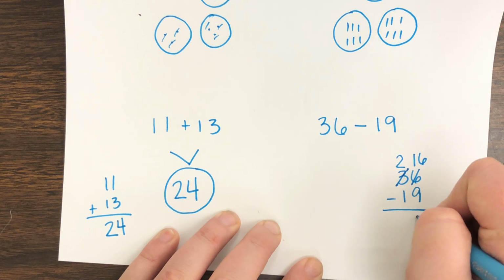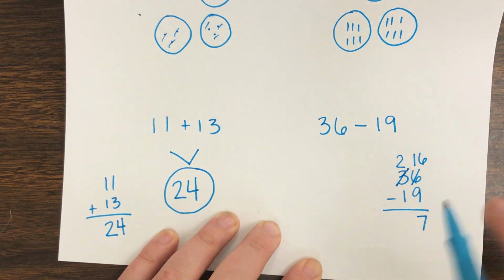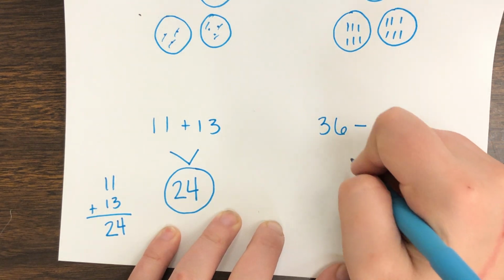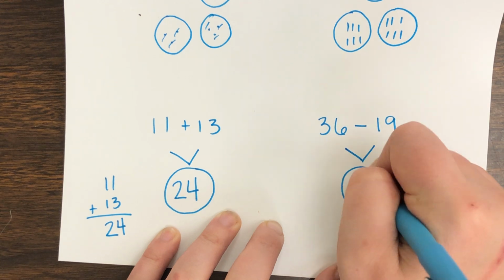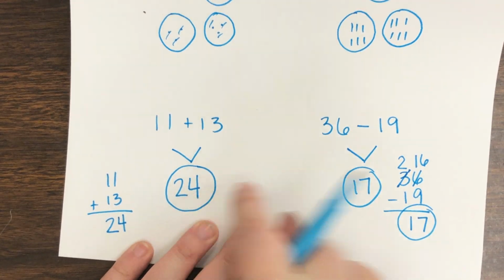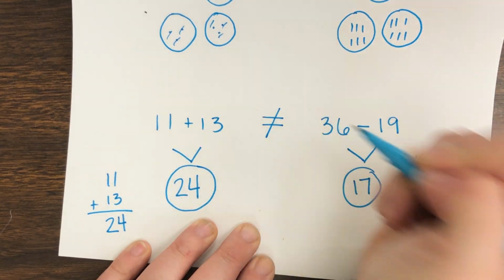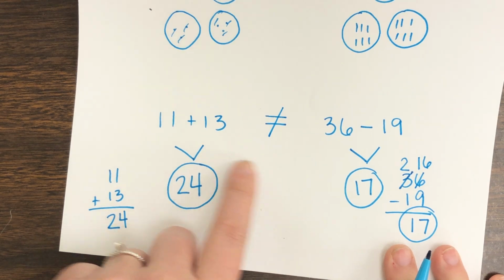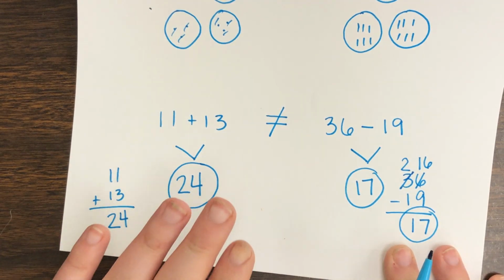16 minus 9 is 7. And then 2 take away 1 leaves us with 1. So this equals not 24, but 17. So here we would put the non-equal sign because these sides are not equal. They're not even close. So we're going to put the equal sign with a slash through it. And this is actually the non-equivalent sign. So we can see here that this is a non-equal problem.